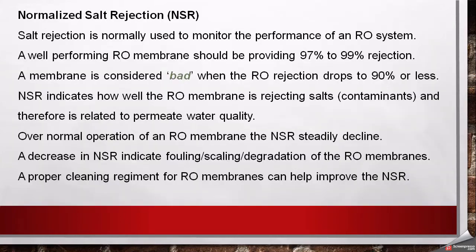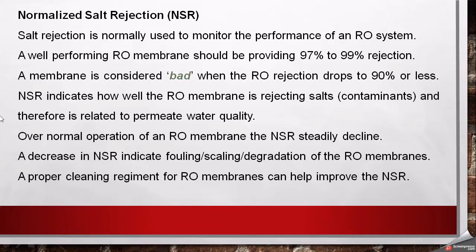After this, the next term is the normalized salt rejection. So you already know the salt rejection. Salt rejection, I again repeat, is normally used to monitor the performance of an RO system, and you know that if salt rejection capacity is very good, it normally achieves the value of 97 to 99% of rejection. But if it's going down, then this means RO rejection has dropped, which means the membrane is not properly working. There is some problem in the process.